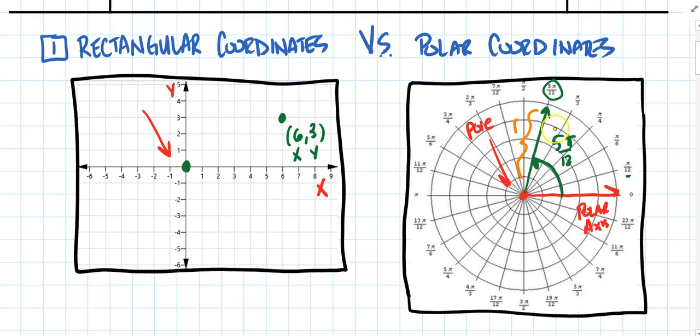If I want to talk about just this point right here, the one that I'm making a big orange dot on, I would label it with 2 elements: an r and a theta. In this particular case, r would be 4. It would be 4 units away from the pole, and it would be swept up at an angle of 5 pi over 12 from the polar axis. So instead of an x and a y in the rectangular coordinate system, we have an r and a theta in the polar coordinate system, but everything else pretty much stays the same.